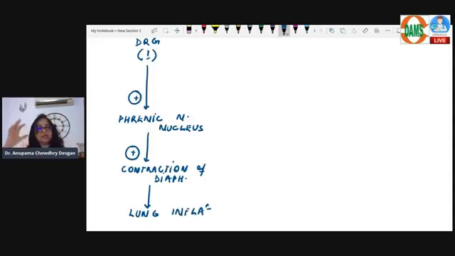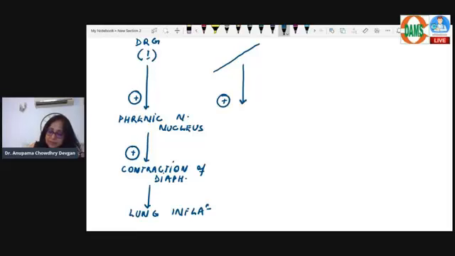Right? So this is what happens. Remember, the I neurons of the DRG send excitatory impulses to the phrenic nerve nucleus, which in turn leads to contraction of the diaphragm, leading to lung inflation. So these are the excitatory impulses from the DRG. The rate of firing of the DRG rises.